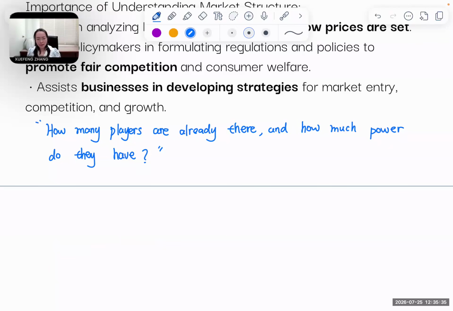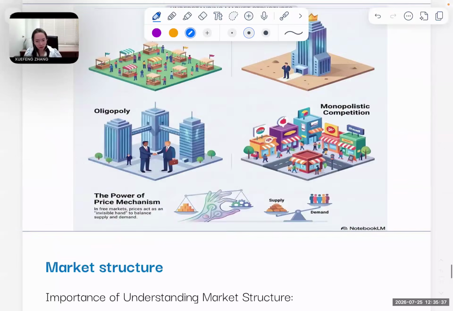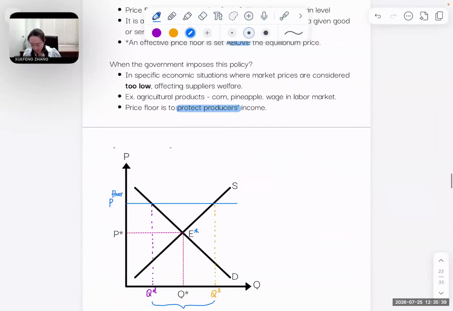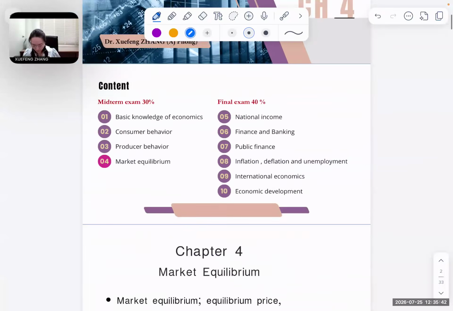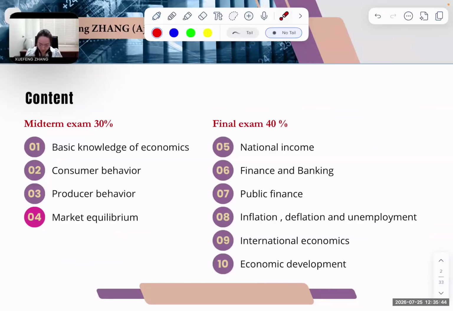And I finished the midterm exam content. The 4 chapters, 1, 2, 3, 4. Please review all those 4 chapters. Okay, you should be responsible for yourself.